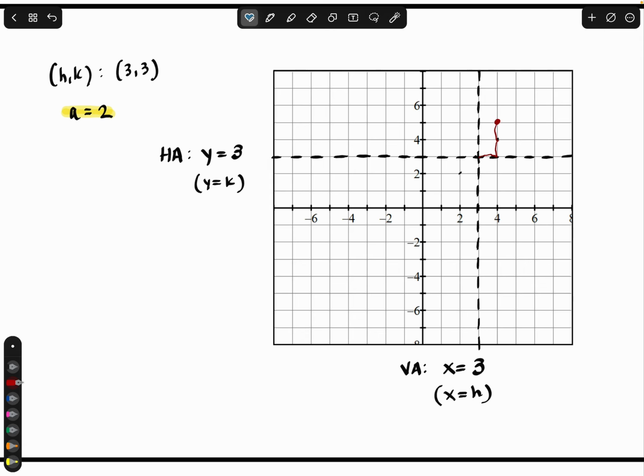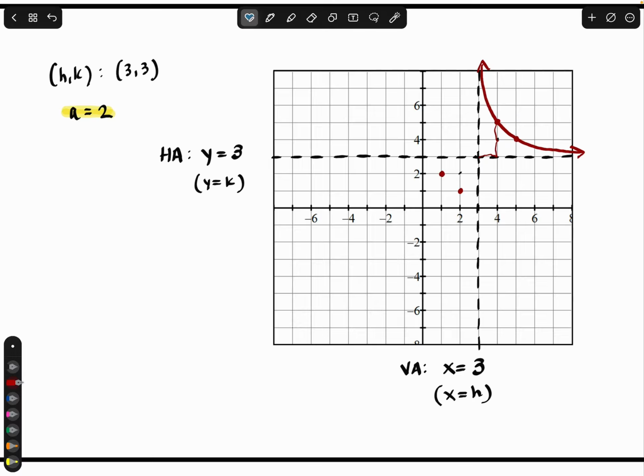Now, this can also go the same way. We can go over 2 and up 1 and get another point. That's a unique feature of our rational functions. We can go left 1 and down 2, stretch it, but then we can also go left 2 and down 1, because it's being pulled away from our locator point. And then we'll just draw in our graph. It runs right along there.